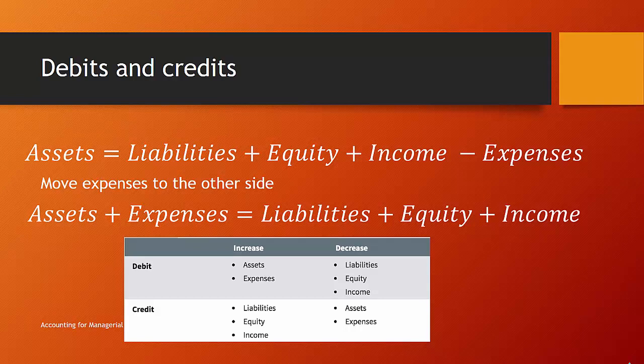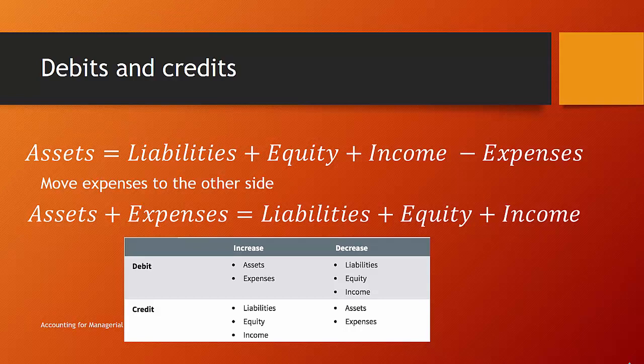Now, certain accounts will increase with a debit, certain accounts will decrease with a debit. So the way we think about this, we start with assets equals liabilities plus equity plus income minus expenses. And just for this purpose, we move expenses to the left-hand side. So we end up with assets plus expenses equals liabilities plus equity plus income.